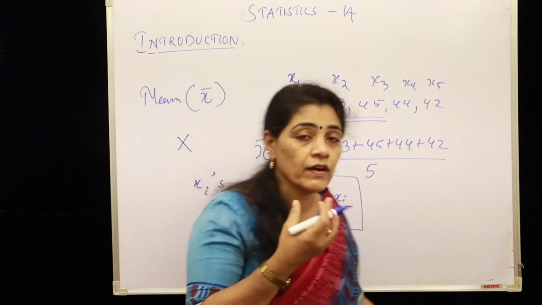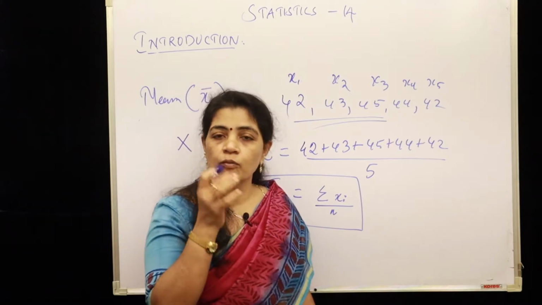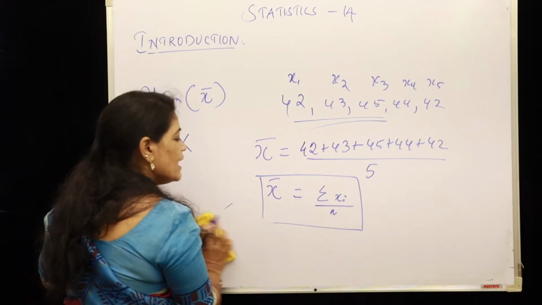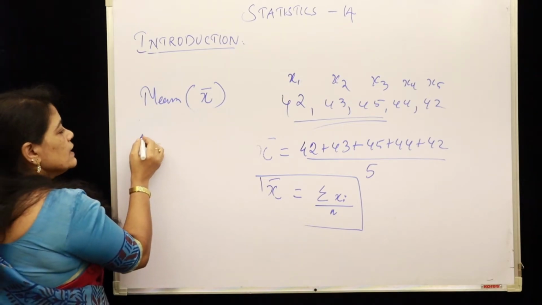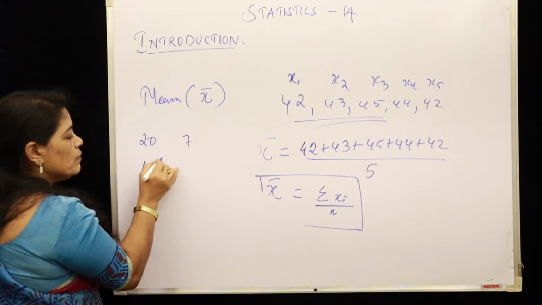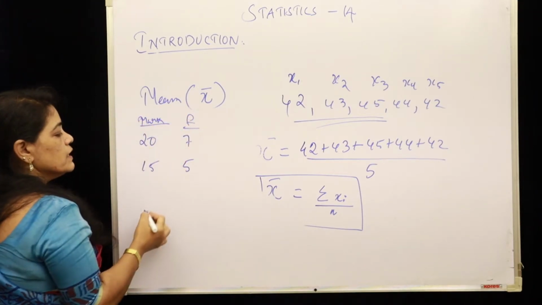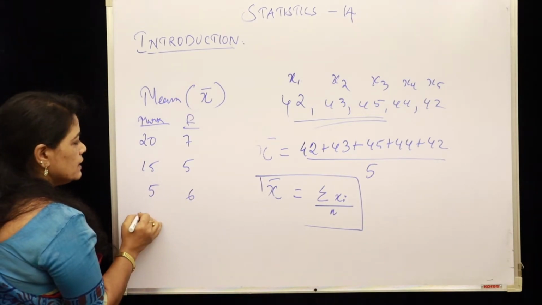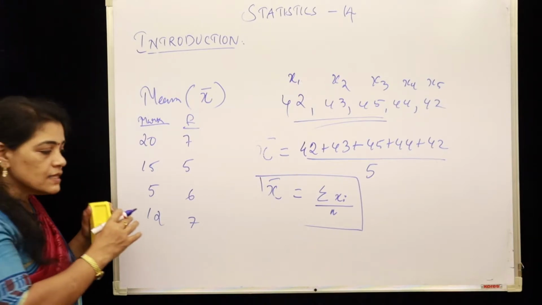And in the second case, that is the discrete case, we have a particular mark and the number of students, the frequency also there. Suppose for another example, to make the calculation easy, 20 marks, there are 7 students; 15 marks, 5 students. So this is marks and this is frequency, the number of students. And 5 marks scored by 6 students, then 12 marks scored by 7 students. So here this is the discrete type.